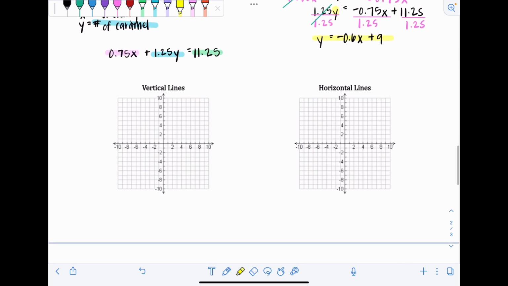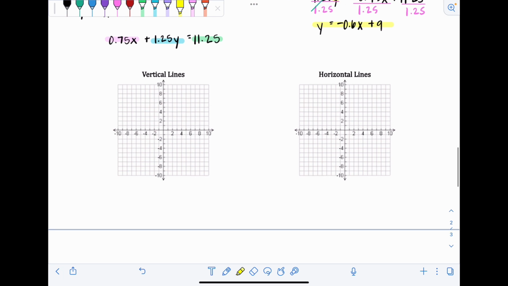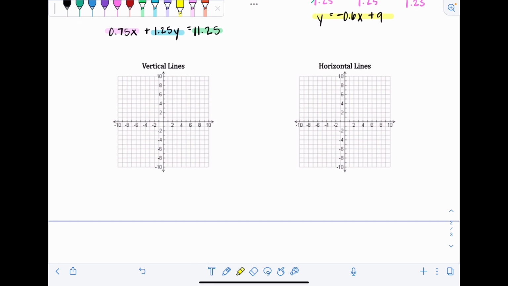Okay, last section is just a quick note on vertical lines in general. So vertical lines, and horizontal lines, excuse me, can be a little bit tricky at first, but with a little bit of practice, they're pretty straightforward. So I'm just going to give a quick example.